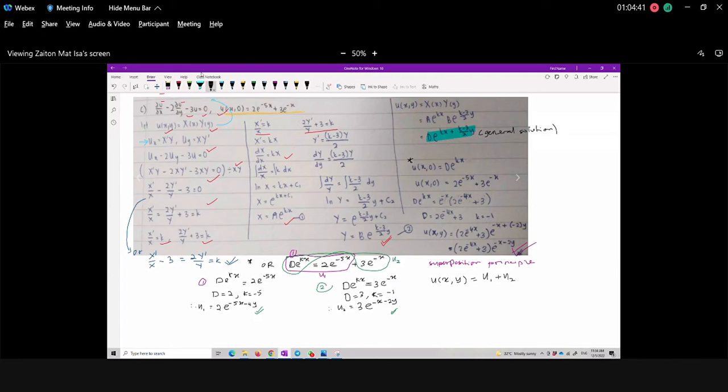Okay, let's say you have three terms. You have more terms, not just 2 e to the minus 5x plus 3 e to the minus, there is something more added. So you can do the same thing. Another third investigation, you get U3. So you add up here. So that is the superposition principle.